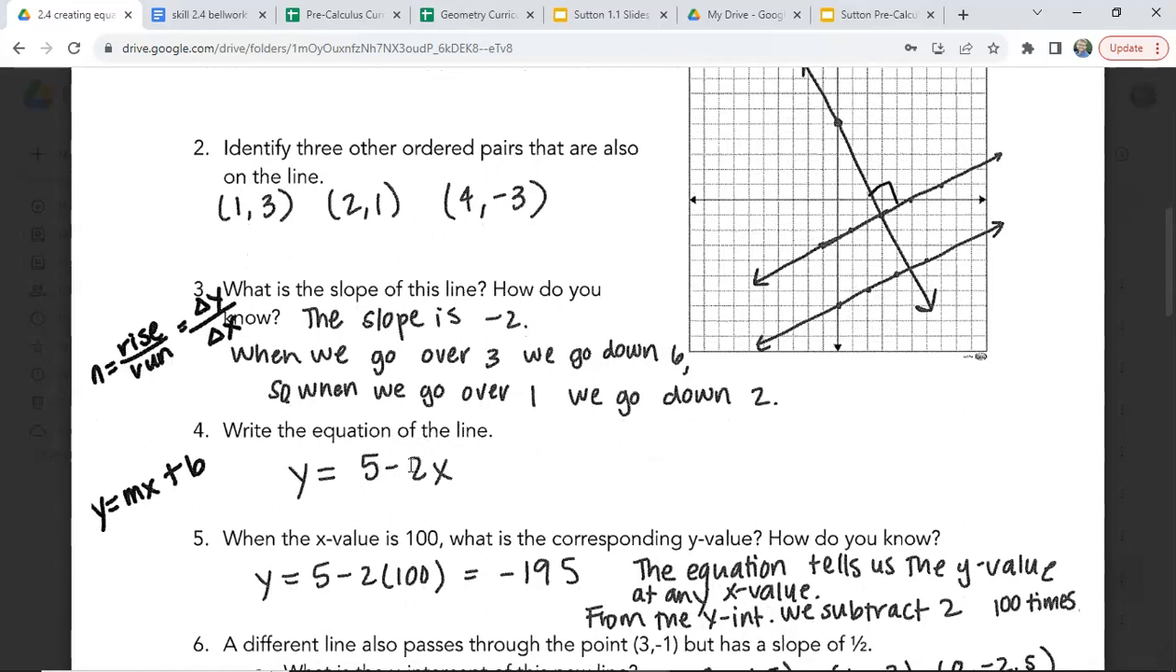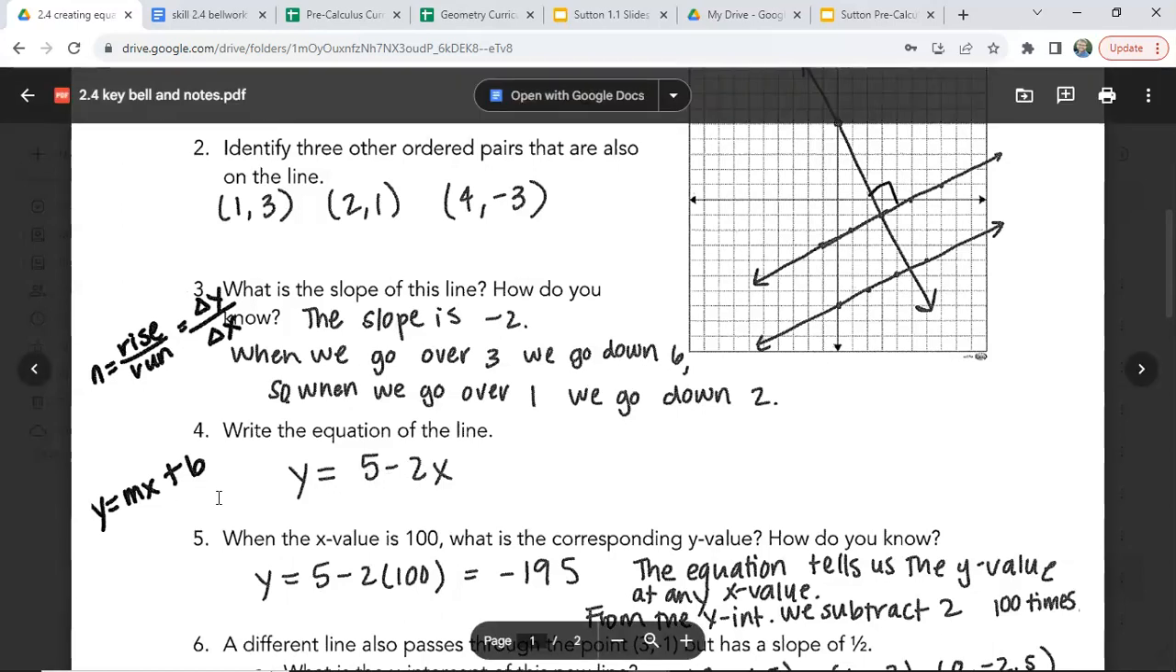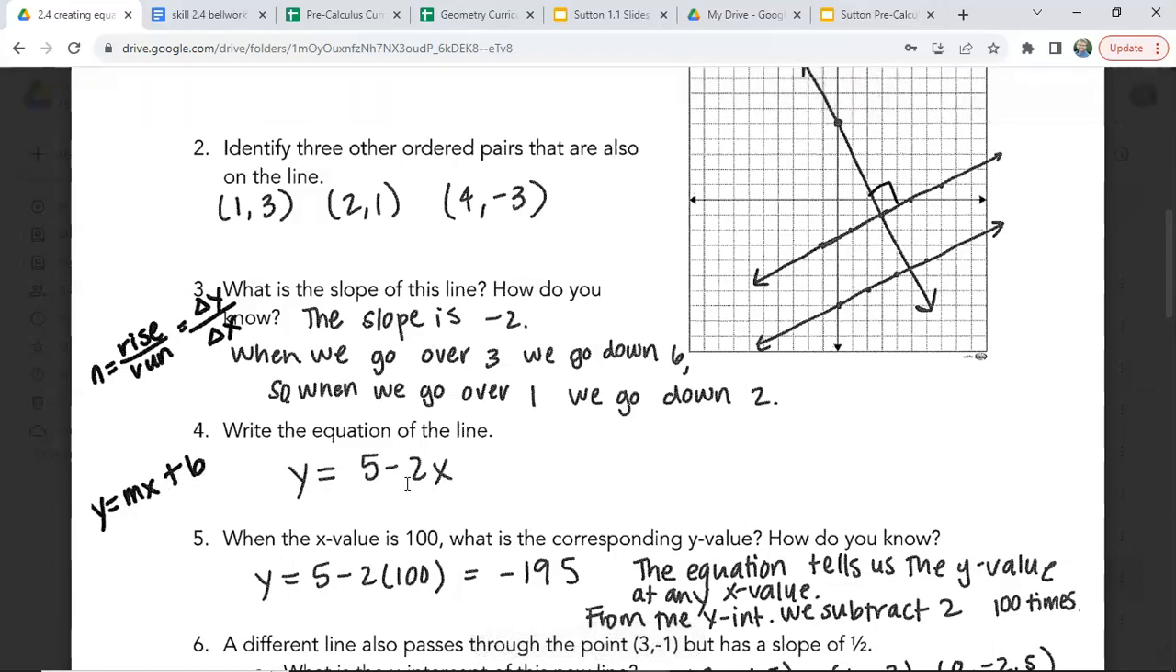Write the equation of the line. We know the slope is -2 and the y-intercept is 5. So in slope-intercept form, it'd be y = -2x + 5. They wrote it kind of weird here, but either way it works. It's the same equation.